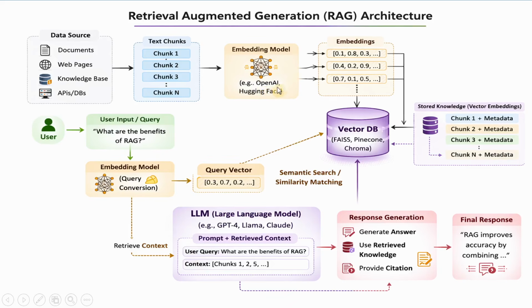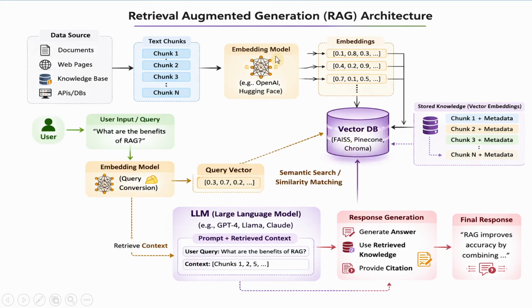So when you are using an OpenAI or Hugging Face embedding model, it will convert your chunks into embedding vectors, and it will store the information in the vector DB. There is Facebook AI Similarity Search (FAISS), or Pinecone, or Chroma. These are some examples of vector DBs.